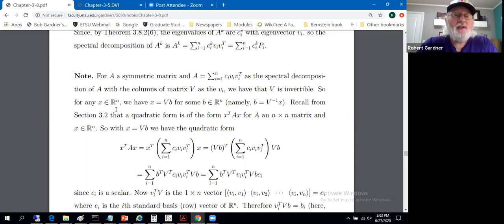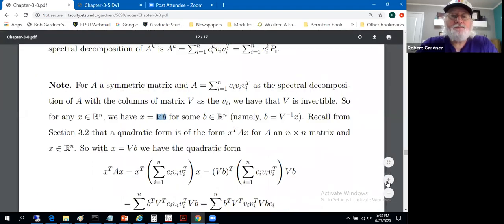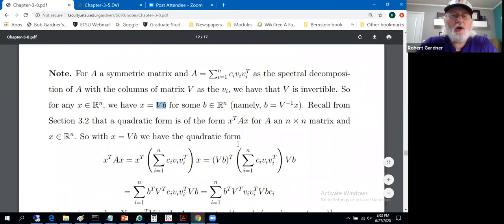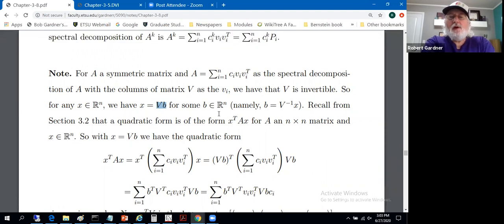So if we take any vector X in R^n, and we require X to be V times B. Okay, what's up with this? That's a linear combination of the columns of V. You take B to be a vector in R^n. All right. Let's see, I've got the logic a little off there. We start with X, say is given. The claim is X can be written in the form V times B for some vector B.